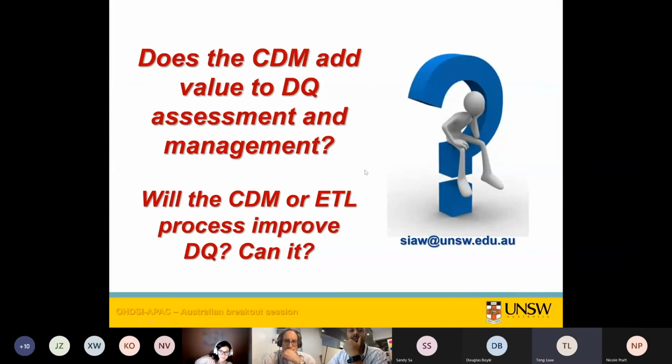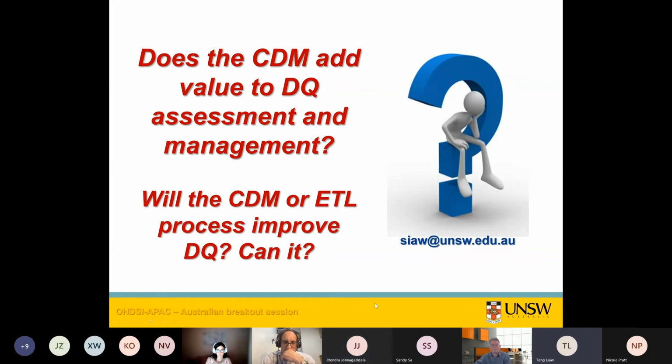I guess that's the fundamental question that we had: does the CDM add value to data quality assessment and management? Will the CDM or the ETL process improve data quality? Can it? Fairly broad questions, but I guess that's some of the uncertainties behind this proposed program, and also the discussions we've had. So I'll open it out for discussion by the panel first, while I'm waiting for questions to come in from the audience.